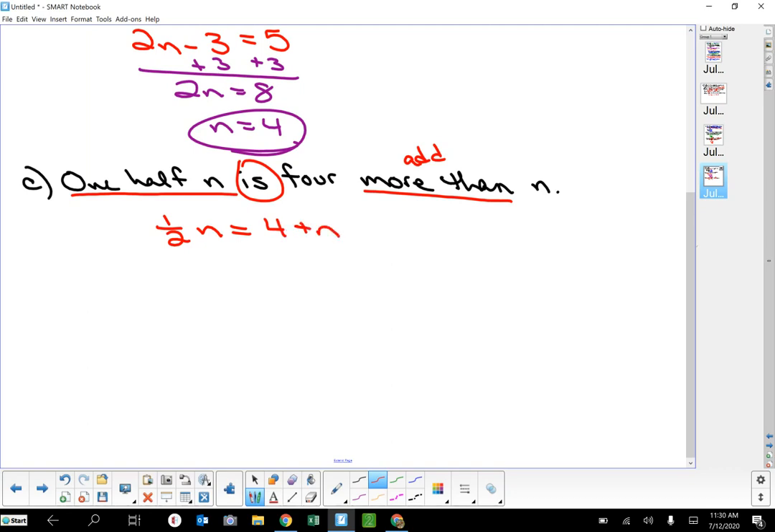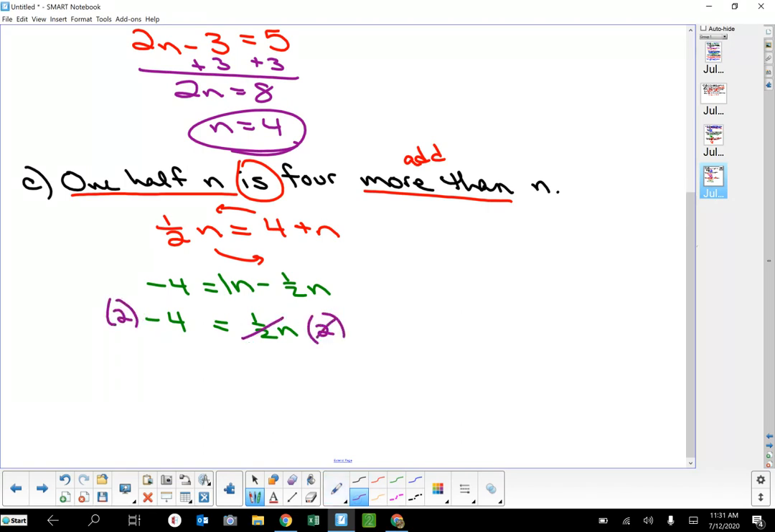All right, well, now solve. I'm going to keep my n positive. So I'm going to move the 4 over here and the 1/2 over here. So that gives me a -4 equals n minus 1/2 n. 1n minus 1/2 n is a 1/2 n. And then to solve that, we're going to multiply by 2 and multiply by 2. The reciprocals cancel each other, and I get -8 equals n. Okay? D.